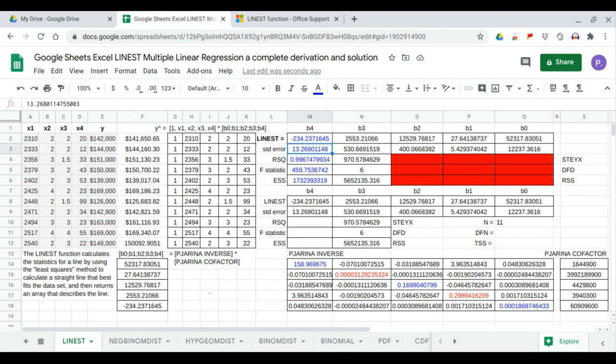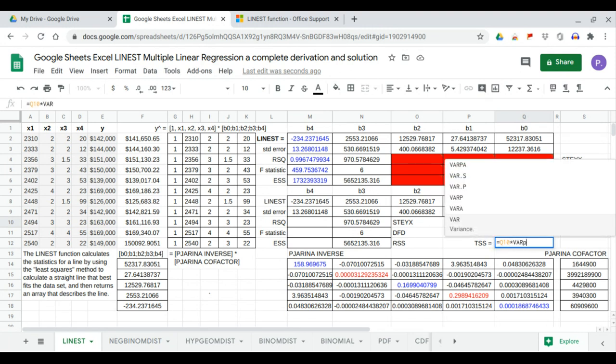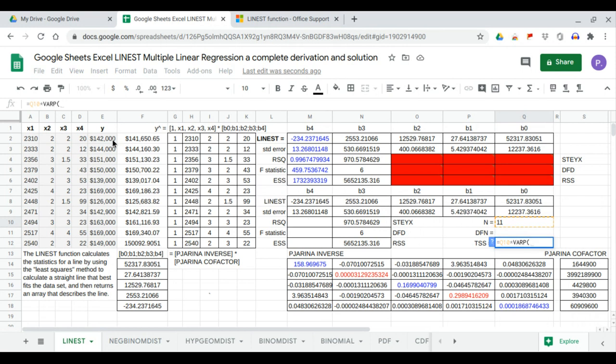Now we can calculate the regression sum of squares. The regression sum of squares can be calculated as the total sum of squares minus the residual sum of squares. So let's calculate the total sum of squares. This is equal to n times the variance of the population y. Now that we have calculated the total sum of squares, we can calculate the regression sum of squares, which is equal to the total sum of squares minus the residual sum of squares.